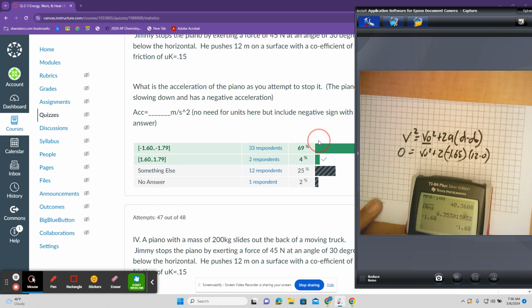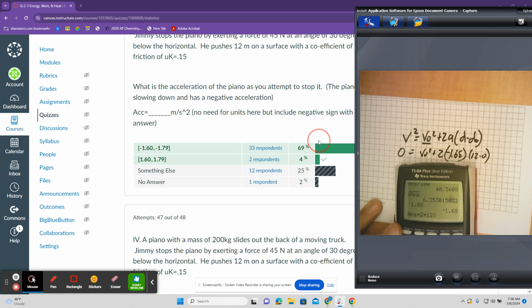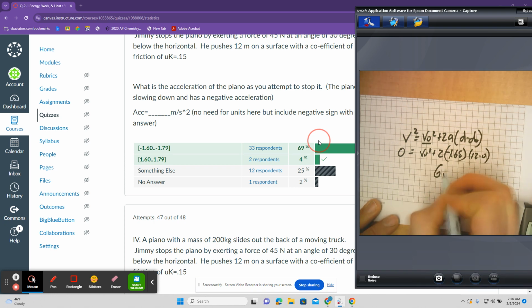We're going to take the negative times 2 and times 12. Don't know if you can see that. Yeah, I guess you can. Okay, now we're going to get rid of that negative number by moving it across to the other side, and then we're going to square root. You'll see you get the same answer, which is always the goal.